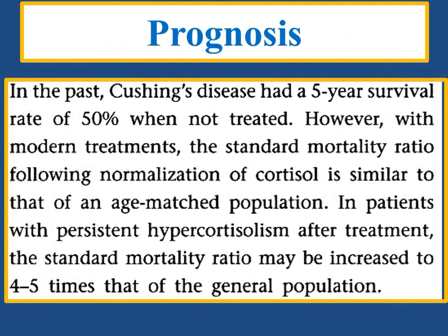Prognosis. In the past, Cushing's disease had a 5-year survival rate of 50% when not treated. However, with modern treatments, the standard mortality ratio following normalization of cortisol is similar to that of an age-matched population. In patients with persistent hypercortisolism after treatment, the standard mortality ratio may be increased to 4 to 5 times that of the general population.